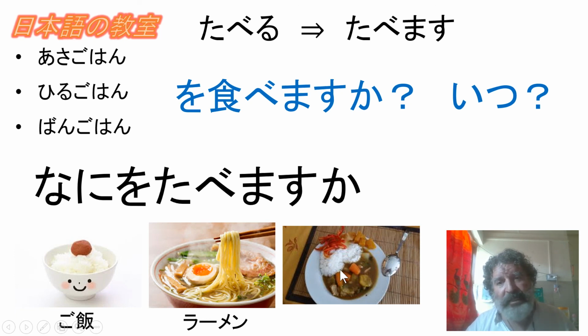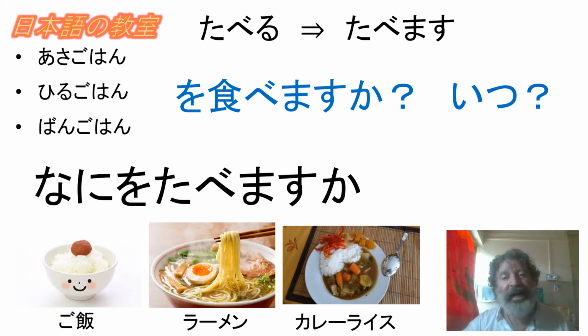Typically, curry rice is made with beef. But with most curry rices that you find at the train station, there's very little meat in it. I prefer my curry rice with chicken. And of course, since coming to India, I've become a vegetarian. Kare rice. Once again, written in katakana.